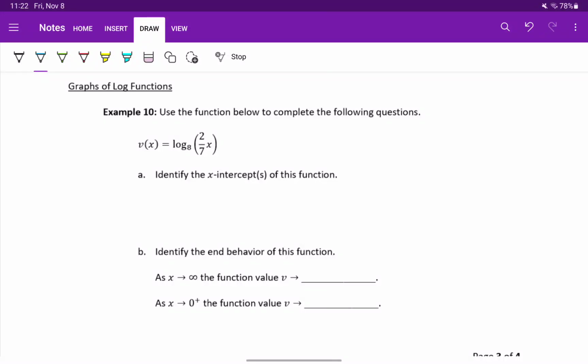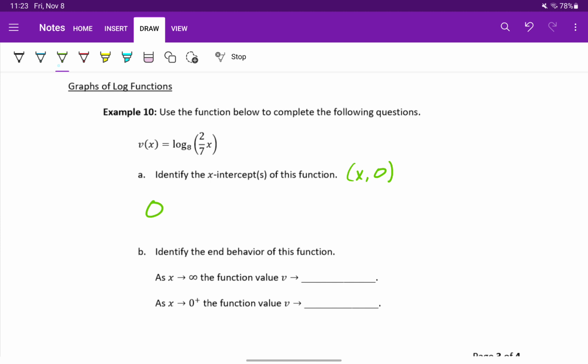In the next pair of examples, we want to find the x-intercept of a given log function, and then we want to look at the behavior of that function as x approaches infinity and as x approaches 0. To start off, to find our x-intercept, we need to find a point of the form x comma 0, meaning our y-coordinate has to be equal to 0.